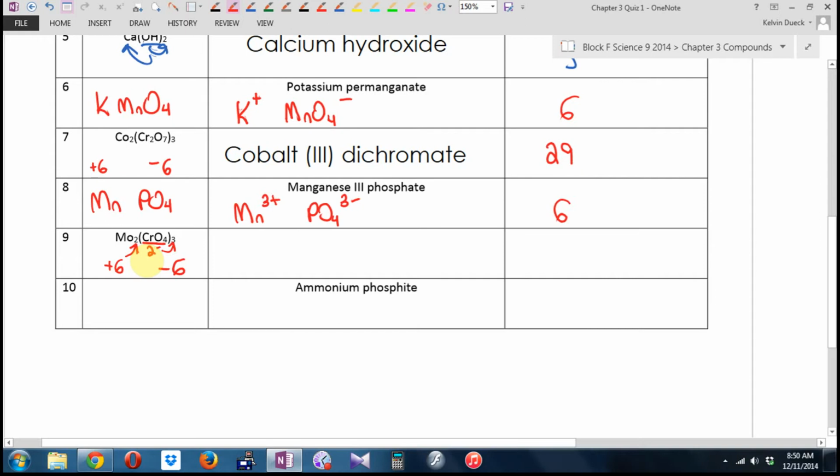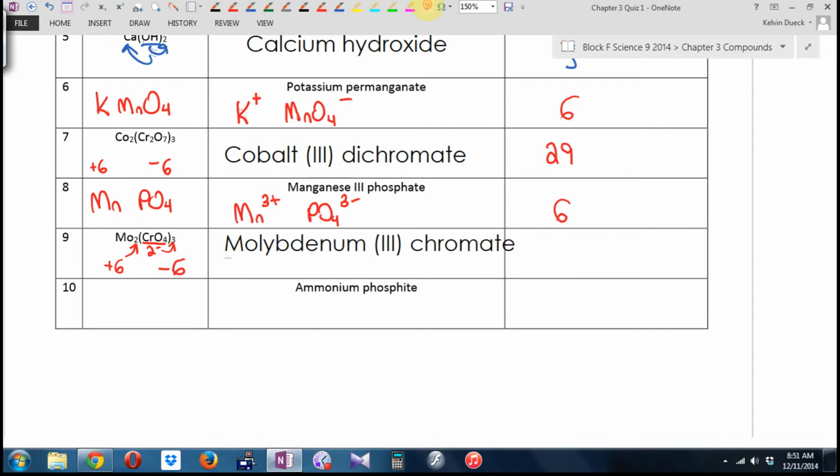Yeah, nice recovery. So this is going to be molybdenum. Did I spell that right? Yep. 3. And then CrO4 is chromate. How many atoms are in this molecule? Good question. Inside the bracket, there's 1 chromate, 4 oxygens, for a total of 5 times 3, 15, plus 2, 17.